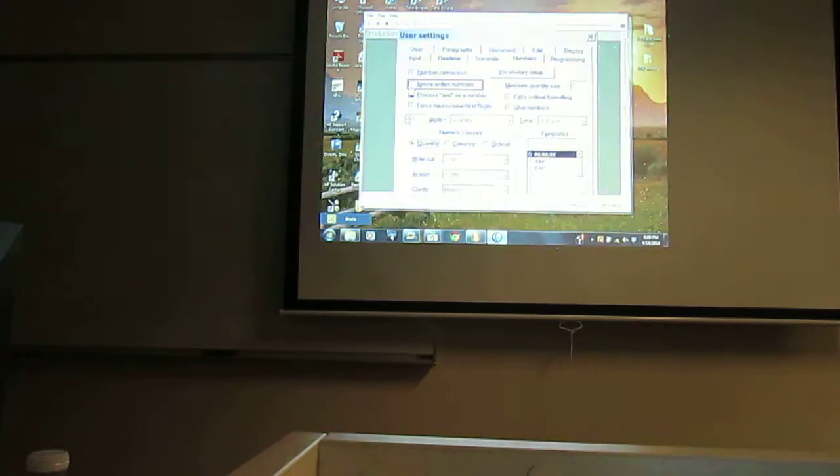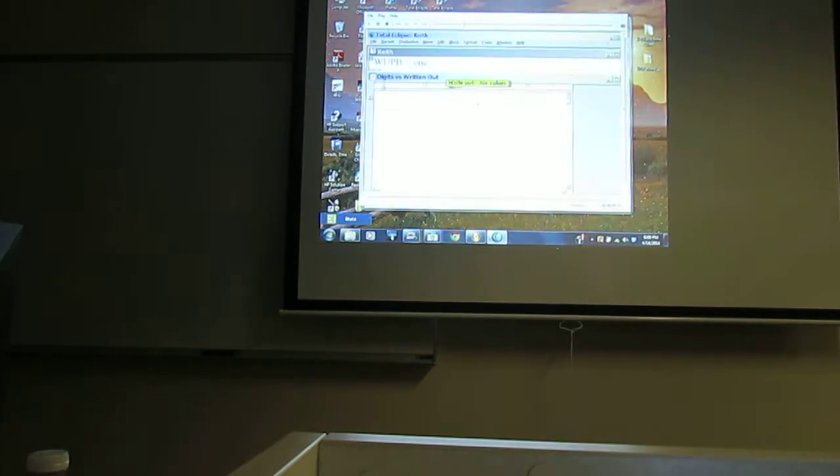Here's a rather typical number conversion setup. Eclipse is not being asked to ignore written numbers, and quantities from 1 to 10 will be written out. So 11 and above would be in digits, but we'll explore our options. Let's tell the system not to write out anything. Let's see how that would work.